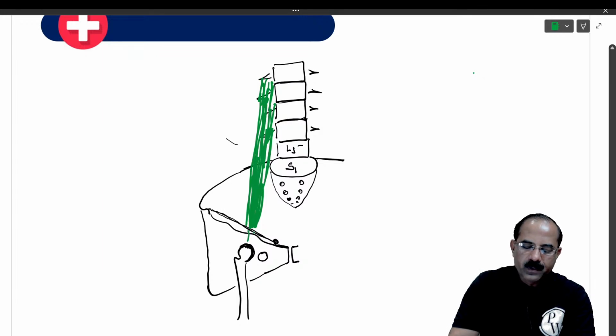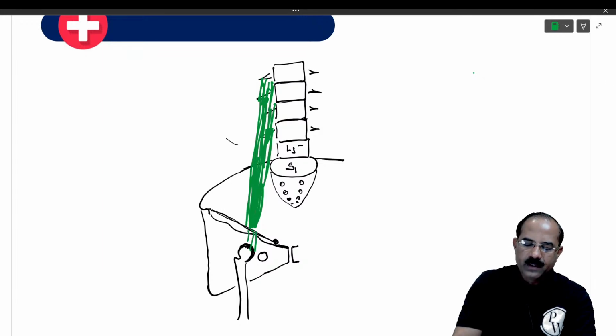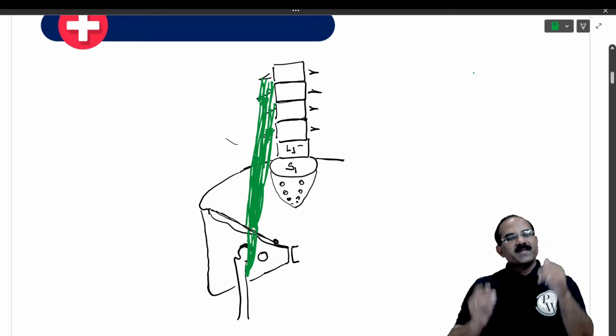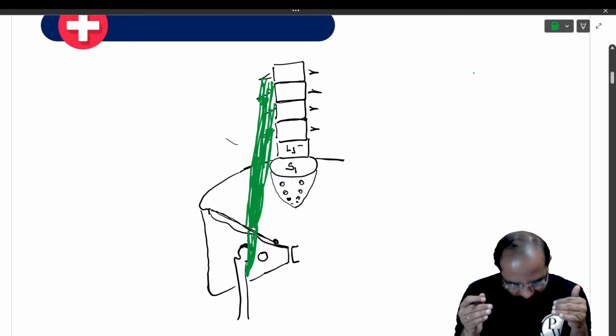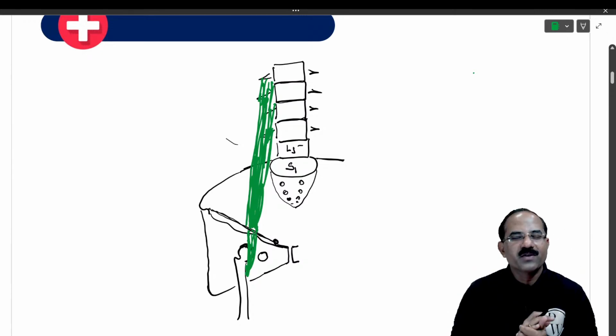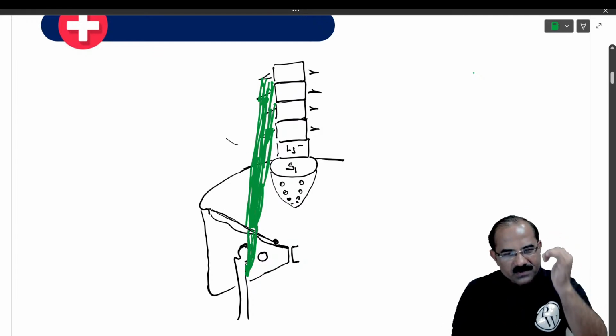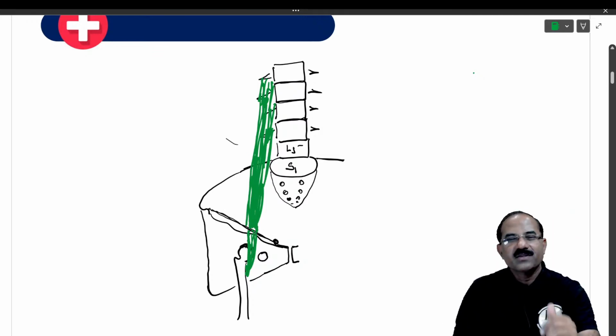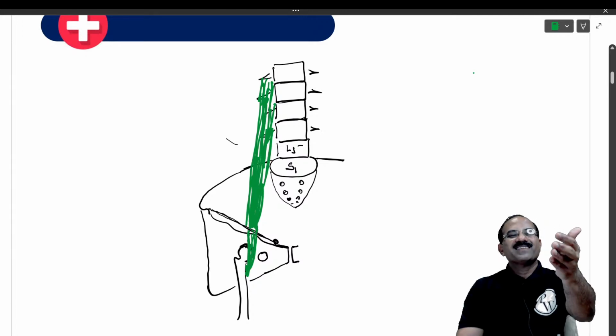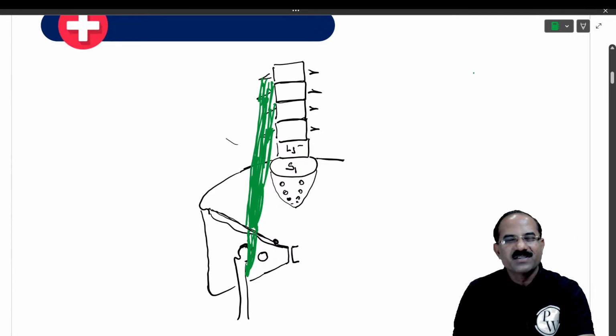This muscle goes below the inguinal ligament and gets inserted on the femur. When this muscle contracts, it does flexion of the vertebral column. Guess, what is this muscle? It begins from the lumbar transverse process and gets inserted into the lesser trochanter of femur. Yes, that's the psoas major. Very good, that's the psoas major.